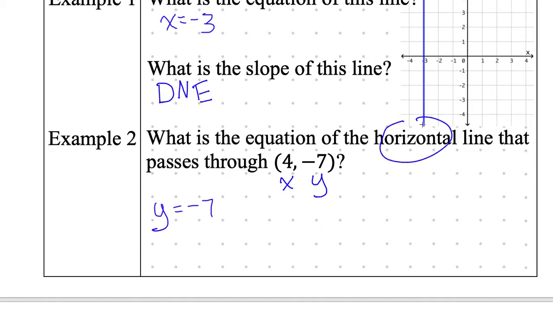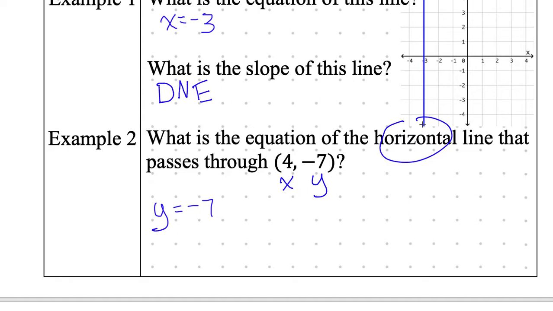A horizontal line always goes like this. It goes through the y-axis. If it's going through the y-axis, choose the y number, and it's y equals that number. If you have a vertical line, you're going like this. You're going through the x-axis. Choose the x number, and x equals that number.